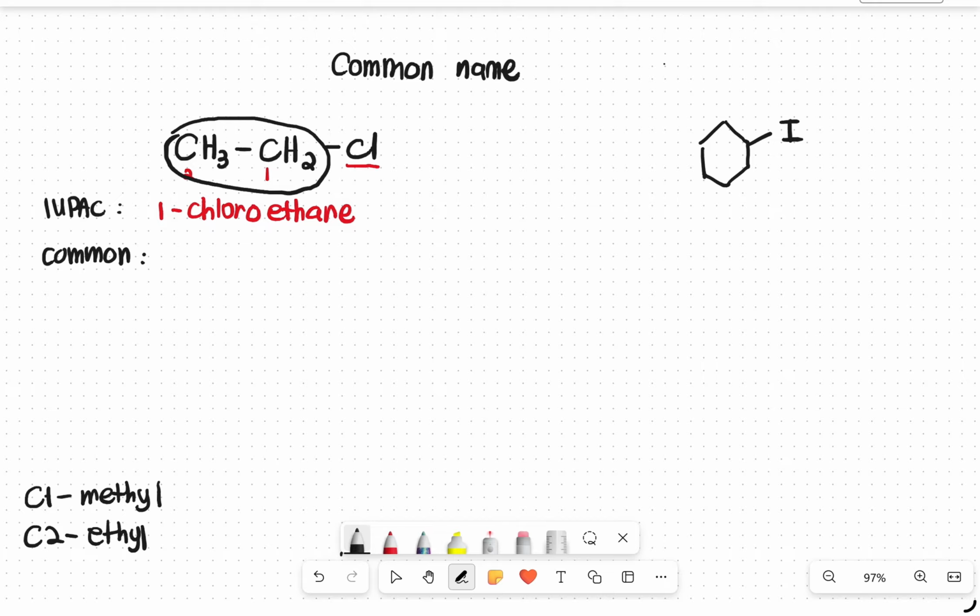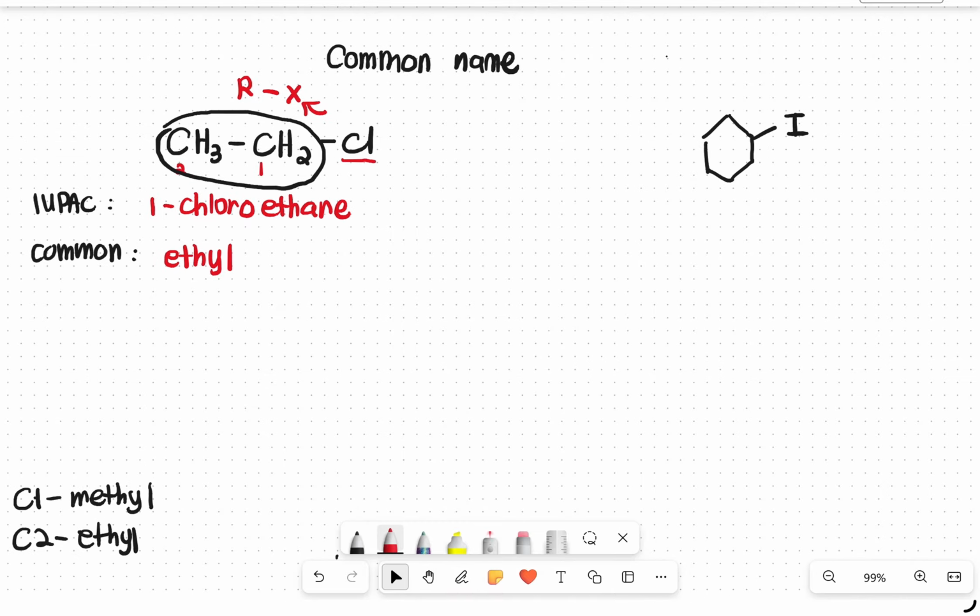Ethyl. So naming, based on this structure, we name the alkyl first. Ethyl. It is different from the IUPAC where we name the halogen first and then the alkane. But for common, we name the alkyl first, the R group, this is the R, and then we name the X. The X is halogen.